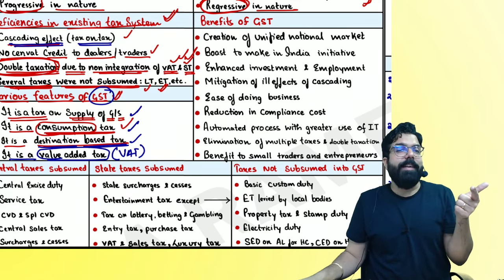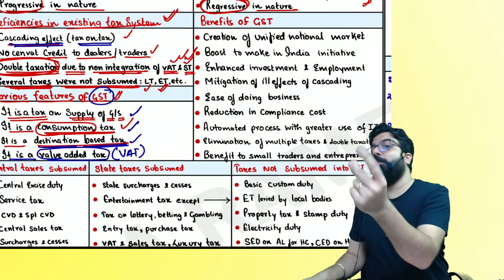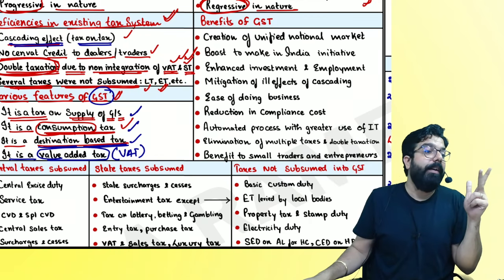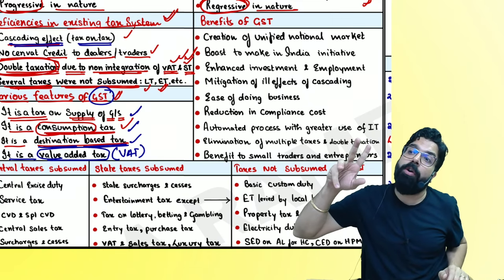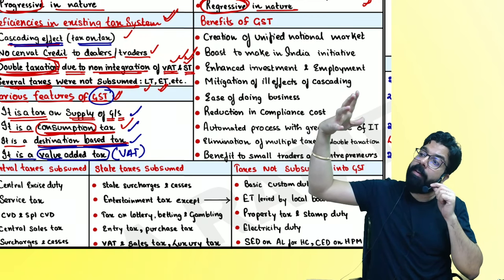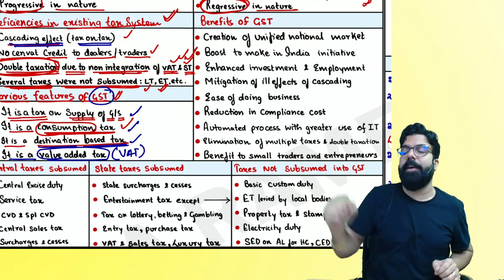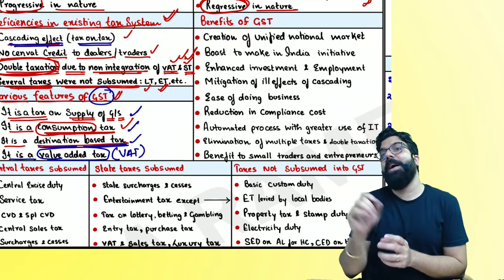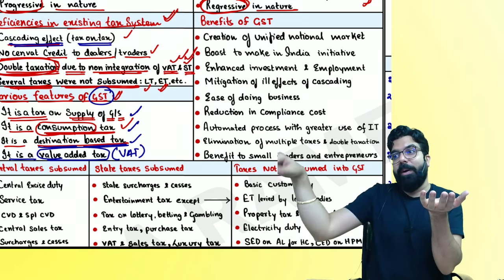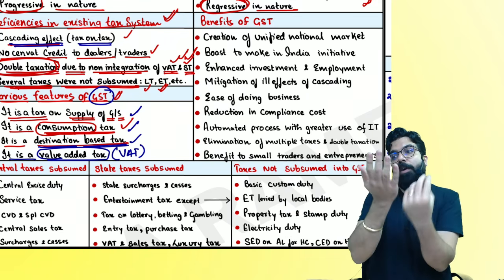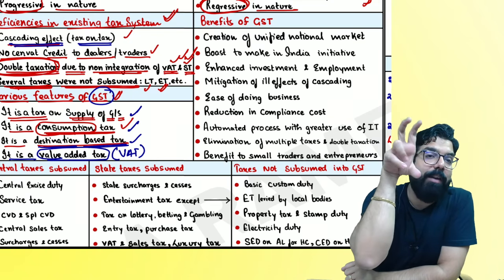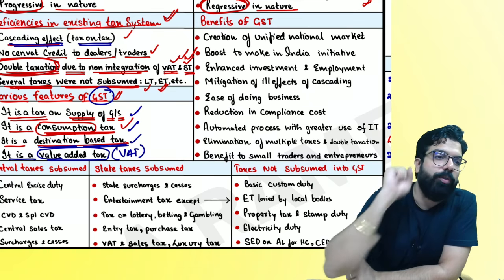Next. GST is a consumption tax. It means who bears the burden of the tax? Consumer. GST is a destination-based tax. Where will the tax go? To which state? Where the consumers are, the destination state. And GST is a value added tax. It means whatever output is there, whatever input is there, you will set it off and always pay the balance. It means whatever value addition you do, on that you will pay the tax to the government.